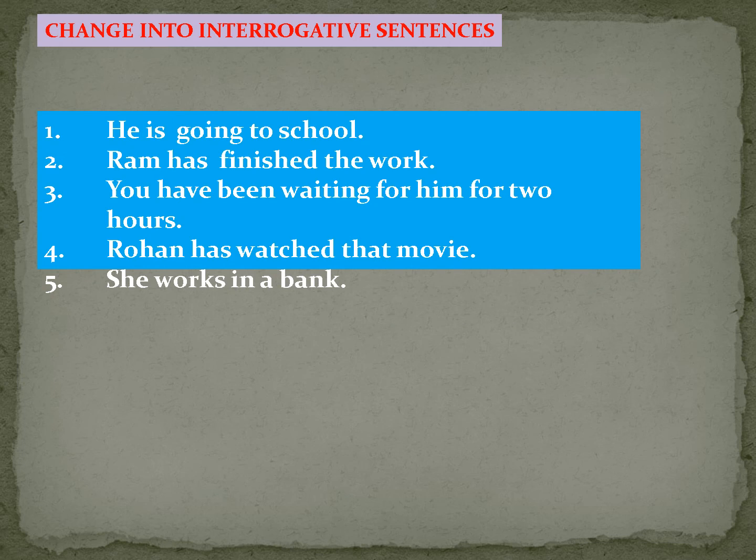Students, change into interrogative sentences. First sentence is, he is going to school. Second, Ram has finished the work. Third, you have been waiting for him for 2 hours. Fourth, Rohan has watched that movie. Fifth, she works in a bank.